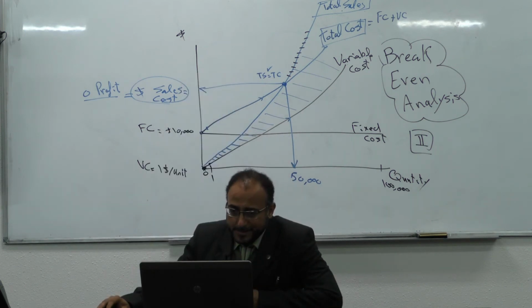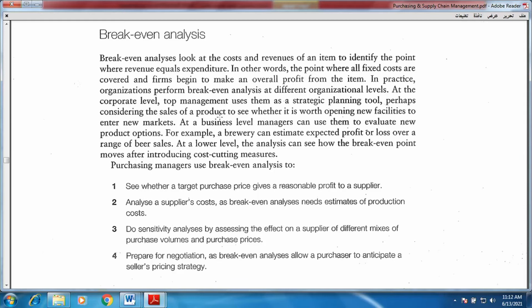Break-even analysis talks about the cost and the revenue at the same time. It talks about the fixed cost, the variable cost, the sales, and how we can analyze the cost items and cover them by the sales. Top management uses strategic planning tools to consider how many units they should produce and sell in order to be safe, to cover all cost items.